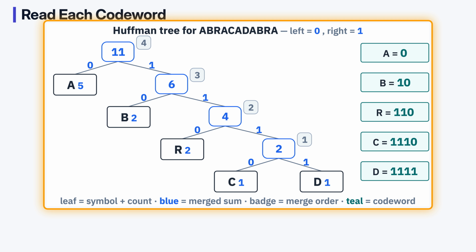B is 2 steps down, code 10. R is 3 steps down, code 110. And the rare C is 4 steps down, code 1110. And D is 4 steps down too, code 1111. Notice the pattern. The more frequent the symbol, the shorter its code. That is Huffman doing exactly what we wanted.